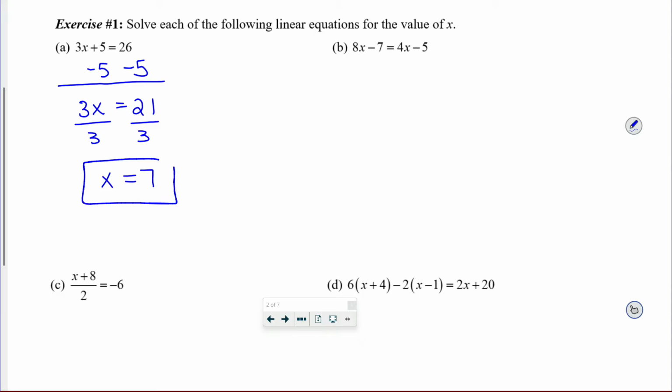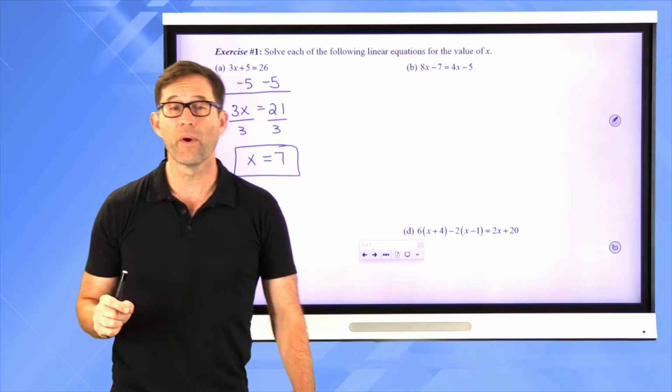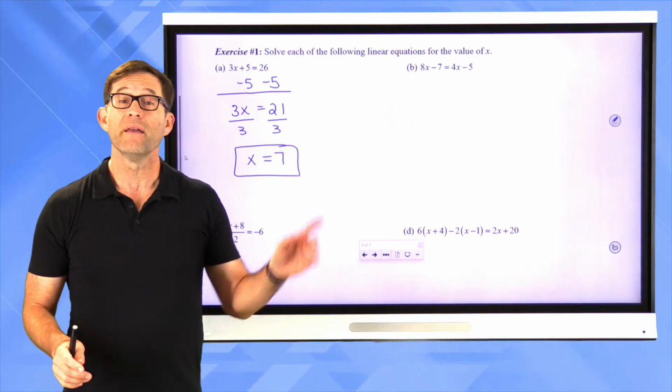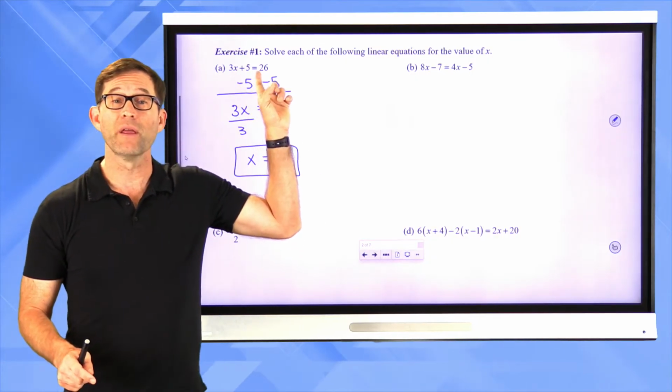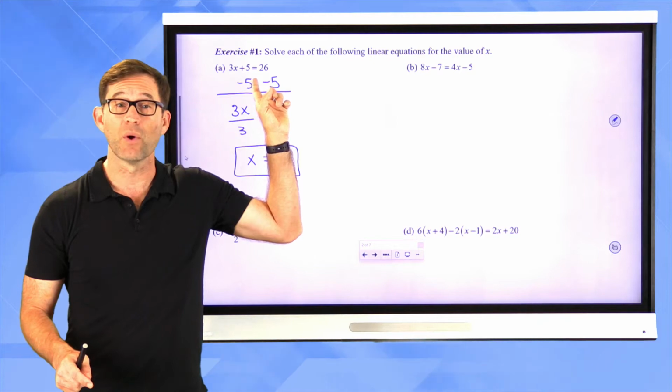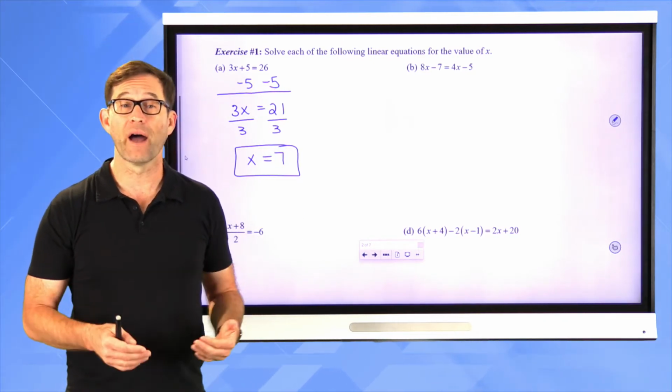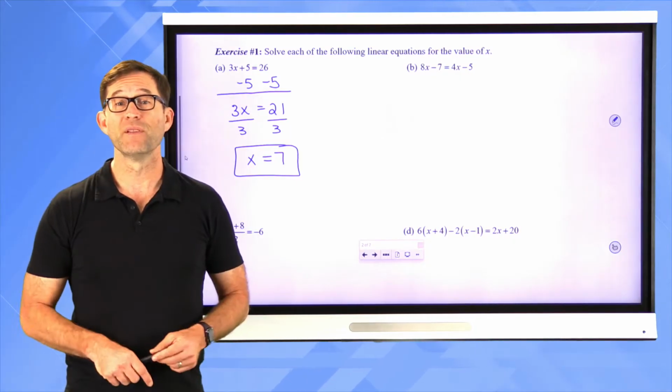The whole idea in that type of equation solving technique, and this is an important big concept idea, is that x has been multiplied by 3 and then had 5 added to the result. To undo that, we first subtract the 5 and then we divide by the 3. All right, let's take a look at letter B.